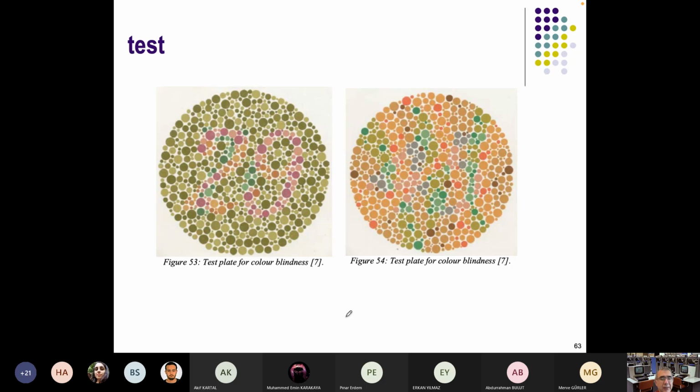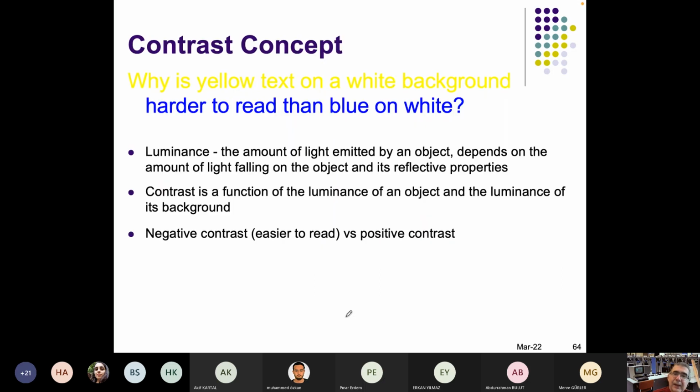This was the test for those of you who were not here last week. That's one of the examples of color blindness tests. I'm sure we have colorblind people among us. And now we start with the contrast concept.